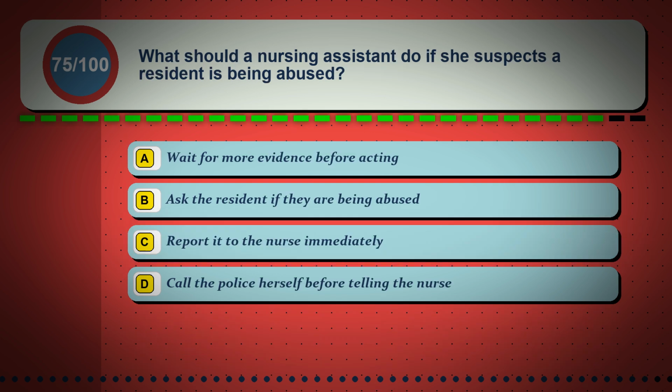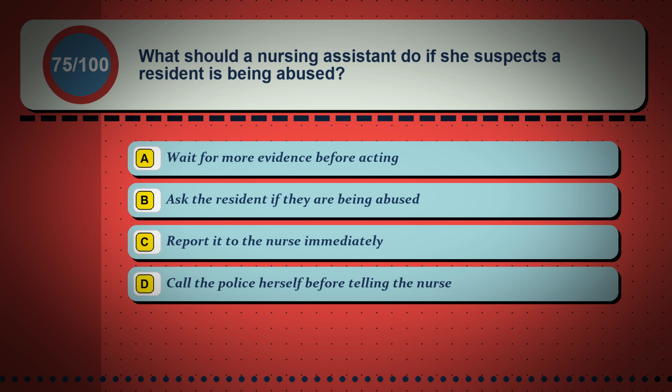Question 75. What should a nursing assistant do if she suspects a resident is being abused? Option A, wait for more evidence before acting. Option B, ask the resident if they are being abused. Option C, report it to the nurse immediately. Option D, call the police herself before telling the nurse.